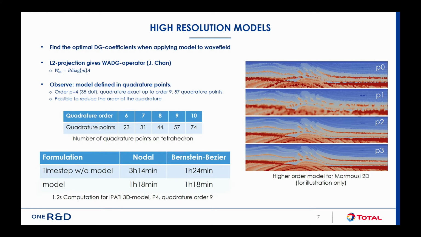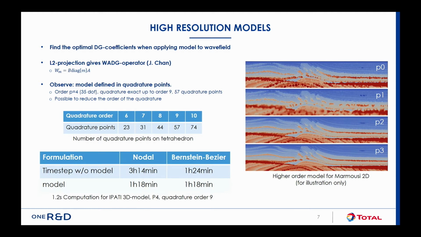It's a way to compute the best representation when you apply a model to your wave field. You can do an L2 projection, and you get the so-called WADG operator. So this is one of the formulas. The A here takes you from the number of degrees of freedom to the quadrature points, and M is the model defined at quadrature points, and B takes you back to degrees of freedom.